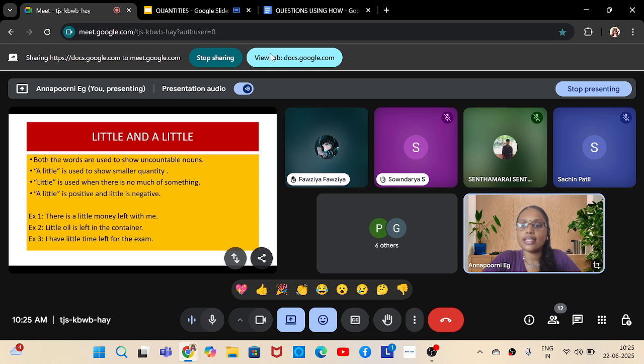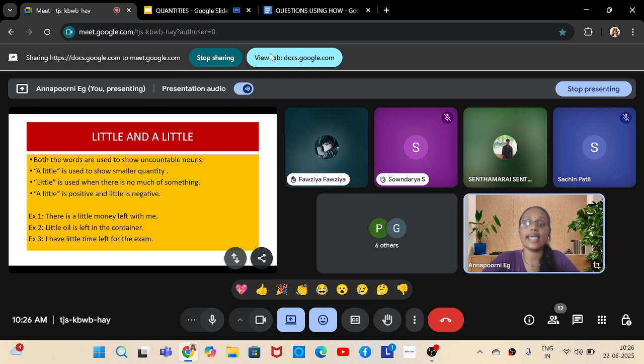So here you can see there is a little money left with me. Little oil is left in the container. I have little time for the exam. Sai Sarada, shall I ask you one question? Out of these three sentences, one sentence is positive. What is that positive sentence? Example one. Example one, very good. First example is positive.